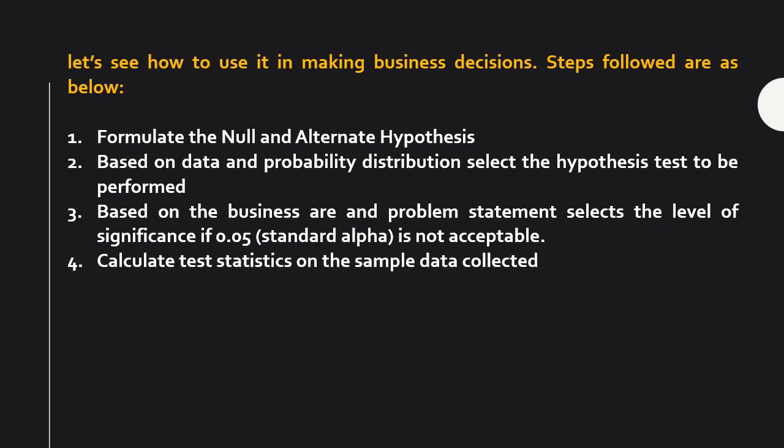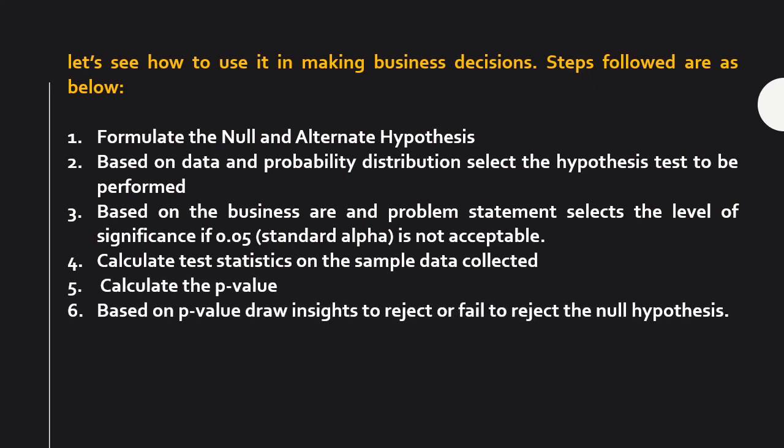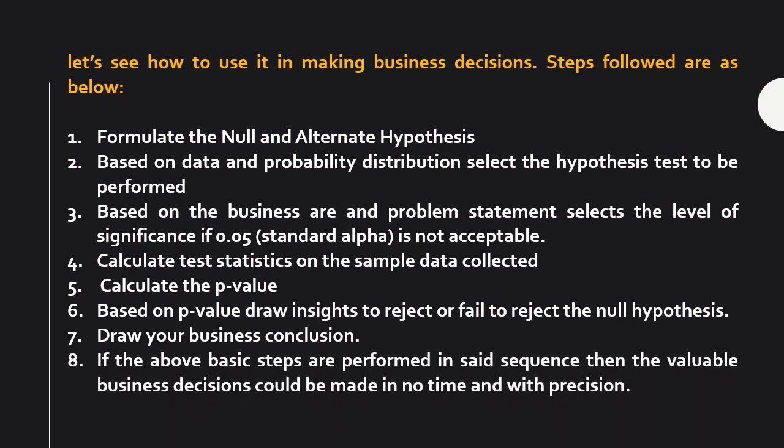Calculate the test statistic on the sample data collected. So as per the distribution, you have to form your equation and then solve your test statistic by putting the values in those equations and get your value. Now calculate the p-value also. Based on the p-value, draw insights whether to reject or fail to reject the null hypothesis. Draw your business conclusion and bingo, you're done. So if you perform all these steps in a very sequential manner, then we can have a business decision that could be made in no time and with a lot of precision and accuracy.